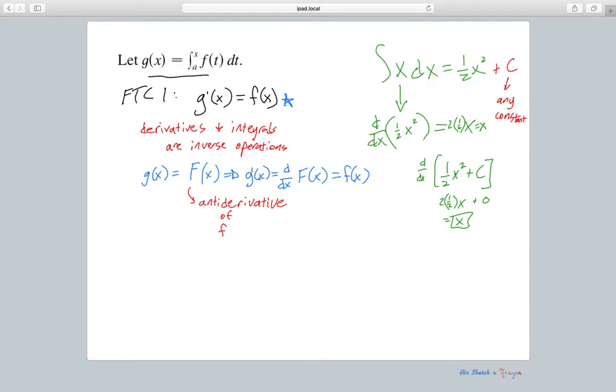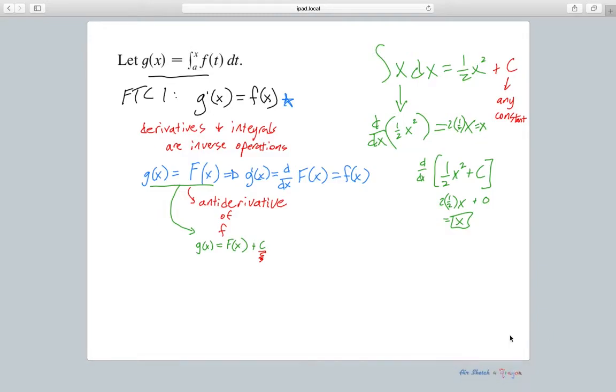So really, we should make a little amendment here. The most general version of this is that g of x will equal some antiderivative of f plus a constant. Meaning an antiderivative actually gets you a family of functions that are vertically shifted, because adding a constant just creates a vertical shift.